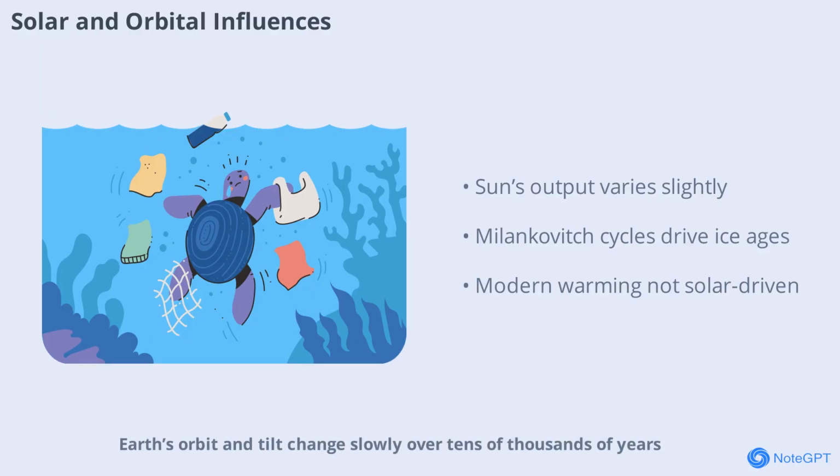Additionally, Earth's orbit and tilt change slowly over tens of thousands of years, pacing the ice ages through cycles called Milankovitch cycles. These cycles alter how sunlight is distributed, but their effects are too slow and currently in a cooling phase, not responsible for today's rapid warming.